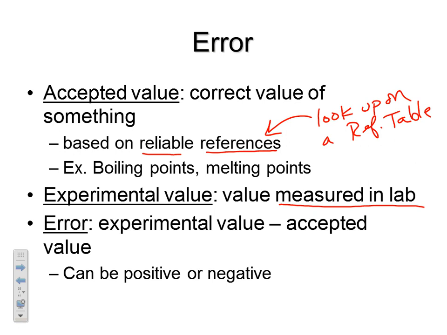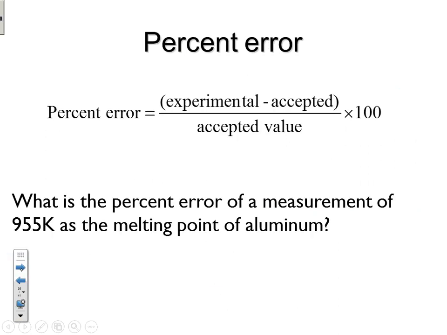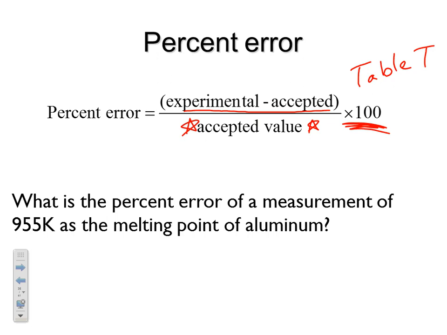Now, error can be positive or negative because it is always going to be experimental minus accepted. If it's a positive error, that means the experimental number was too big. It was bigger than the real thing. If it's a negative error, that means that your experimental value was too small. It was smaller than the real thing. And percent error, which is on table T on your reference table, is calculated by taking the difference, so that's your error, your experimental minus accepted, and then dividing it by the accepted value, and then multiplying it by 100. So it's your percent error.